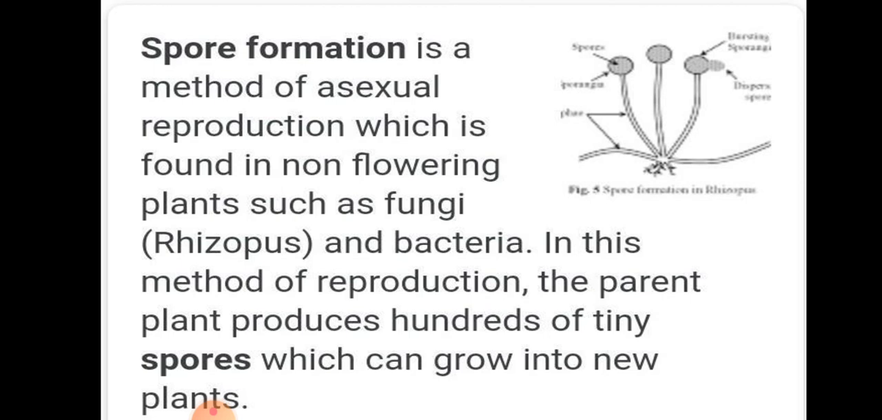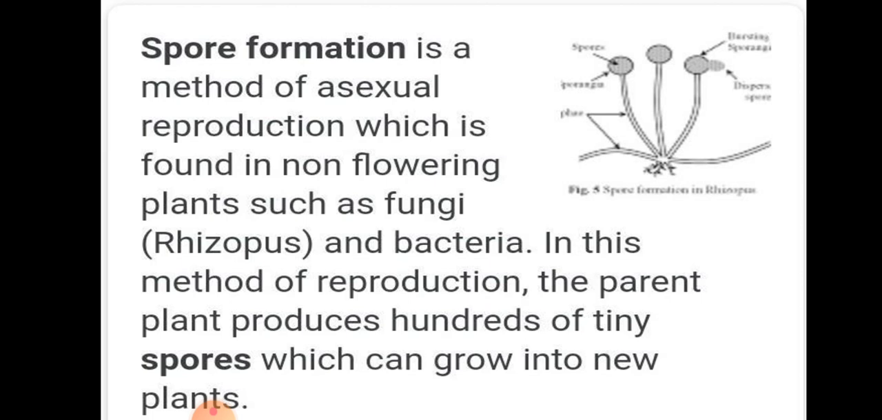So what has happened here? Spirogyra, as we have seen, reproduces in the fragmentation process. Now we are talking about spore formation in Rhizopus. Rhizopus is a non-flowering plant. We do not have seeds here. In this method, the parent plant produces hundreds of tiny spores which can grow into new plants. The spores are circular and can grow into a new plant under favorable conditions. The spores are stored in a sac called sporangium. The sporangium bursts and the spores are scattered by rain or wind and start developing into a new Rhizopus plant under favorable conditions.